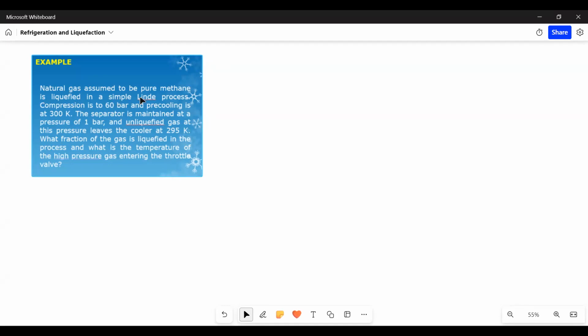Natural gas, assumed to be pure methane, is liquefied in a simple Linde process. Compression is to 60 bar and pre-cooling is at 300 Kelvin. The separator is maintained at a pressure of 1 bar, and unliquefied gas at this pressure leaves the cooler at 295 Kelvin. What fraction of the gas is liquefied in the process, and what is the temperature of the high pressure gas entering the throttle valve?